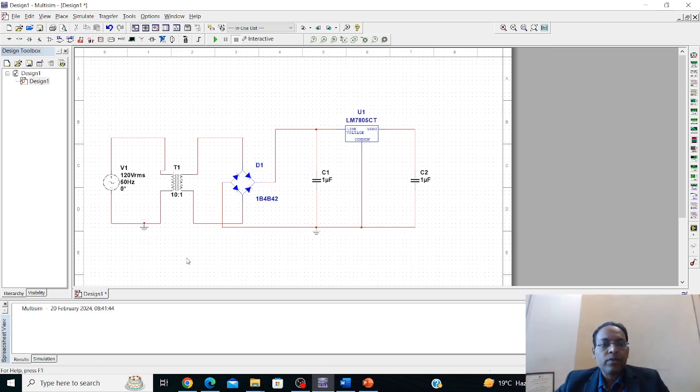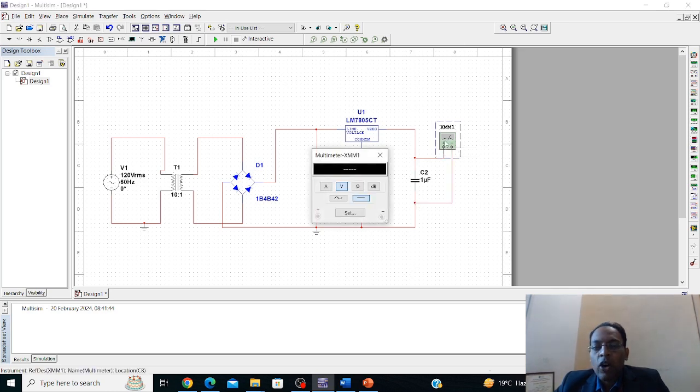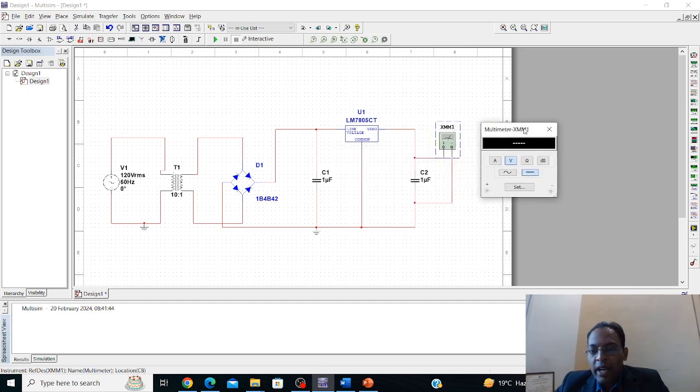Here also after this we have to ground the circuit. Okay. And now after this we have to connect a multimeter. So here you will find a multimeter. Connect it at the output side, positive connected to one side, negative connected to the other side of the capacitor. Double click on the multimeter, and here we will get the readings of the DC voltage. So AC voltage readings are given here, and DC voltage we are getting here.